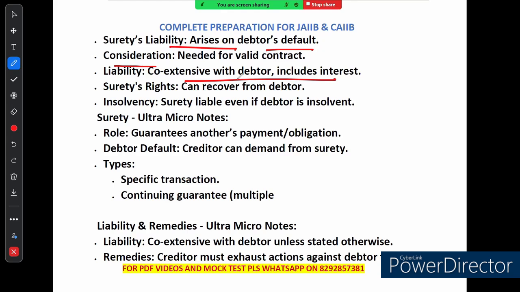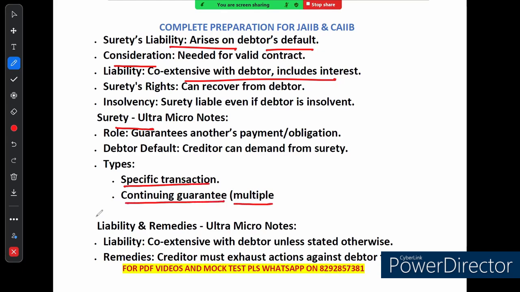Right, now let's talk about the guarantor's role. We are talking about surety and how it works in the simplest way possible. A surety is someone who guarantees another person's payment or obligation. If the debtor can't pay, the creditor can ask the surety to pay up. There are two types of surety. First is for a specific transaction, the other is a continuing guarantee, which covers multiple transactions.